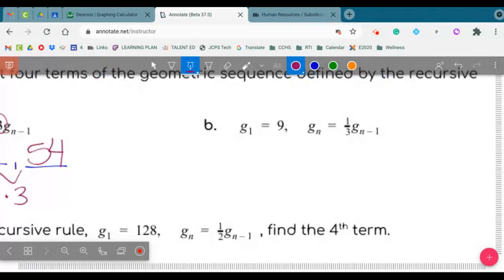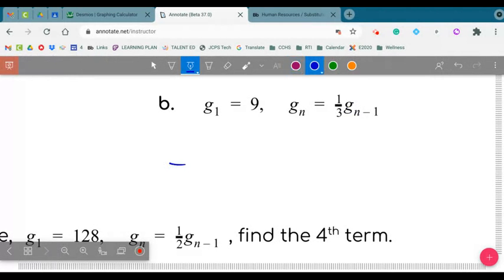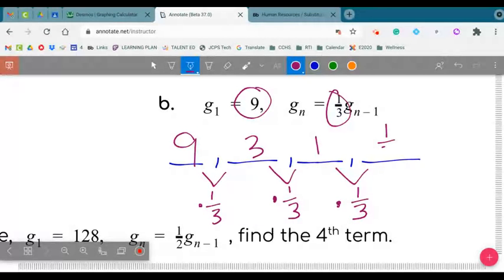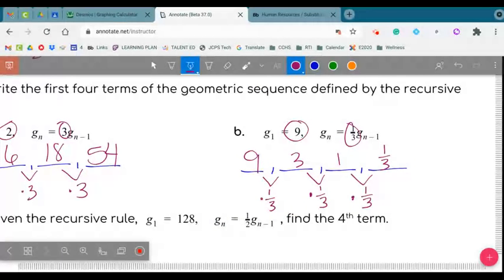Next one, draw my 4 lines. Our first term is 9, and we're multiplying by 1/3 each time. So 1/3 of 9 would be 3. 1/3 of 3 would be 1. And 1/3 of 1 would be 1/3. Sounds a little bit trickier, so you can always type it in your calculator, 9 times 1/3, and that'll give you the next number.